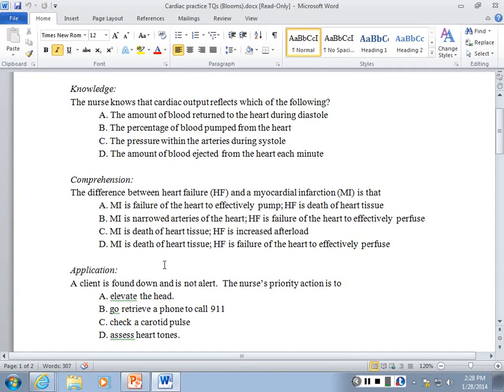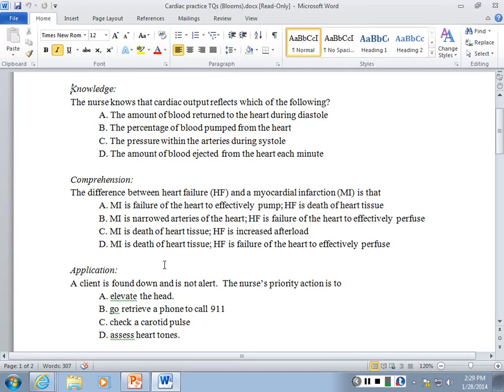MI is failure of the heart to effectively pump. Is that true? No. You don't even have to read the second half of it, right? A is wrong. B, MI is narrowed arteries of the heart. Is that true? No. What is that? That's coronary artery disease, right? Narrowed arteries of the heart. So don't even read the second half because the first half is wrong.